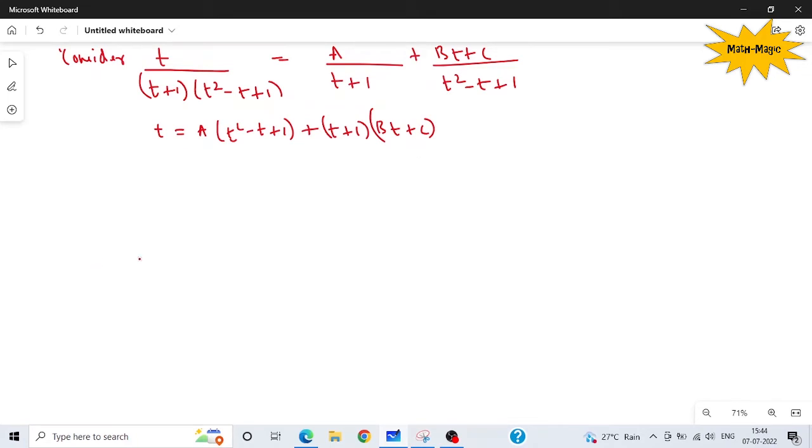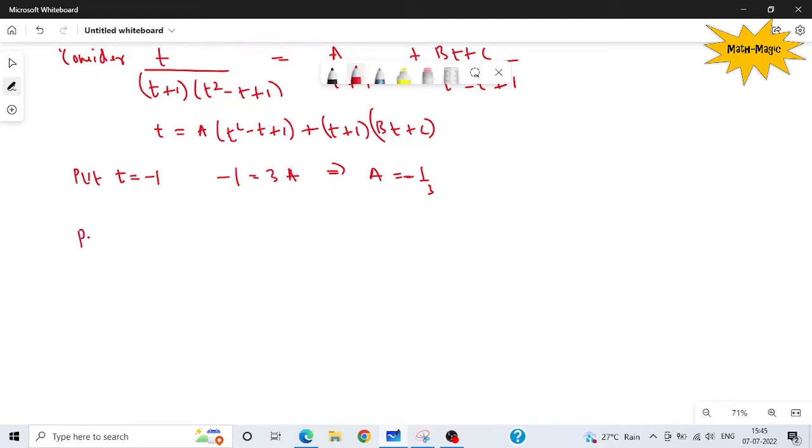So now let's put t equals minus 1 first. What we get is minus 1 equals 3a. So what does this imply? This implies that a equals minus 1 by 3. Now let's put t equals 0. Then we get 0 equals minus 1 by 3 plus c. So this implies that c equals 1 by 3.